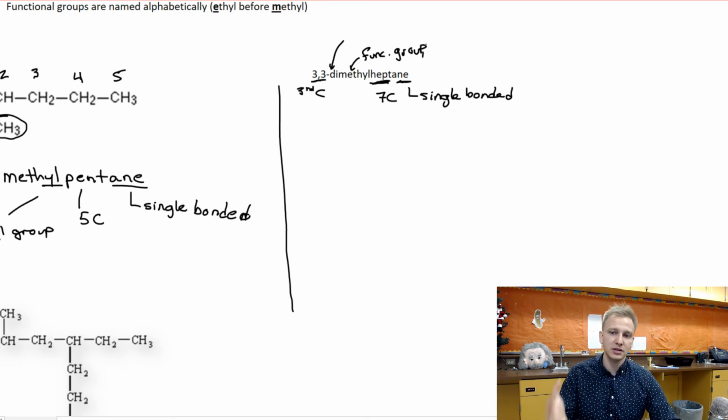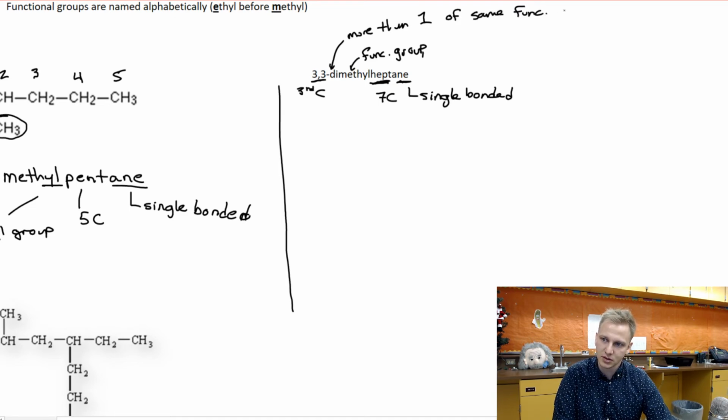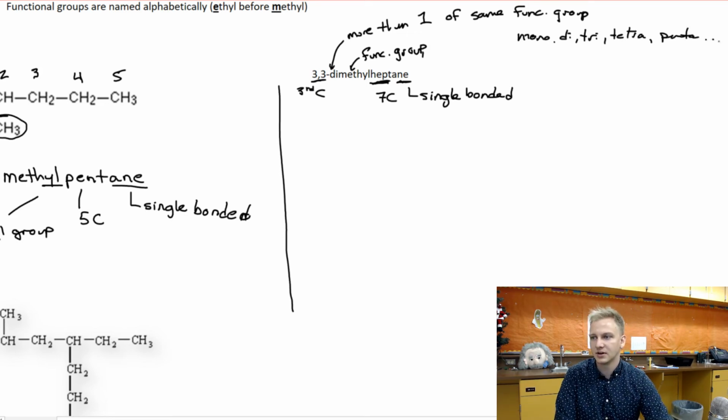The only time we use them is when there's more than one of the same functional group. And so those were the mono, di, tri, tetra, penta. And you shouldn't ever have any more than penta, but it's hexa, hepta, octa, nona, deca beyond that point. If we have more than one methyl group, we describe it with a dimethyl. So this is telling me that on carbon 3 and on carbon 3, there are 2 methyl groups.